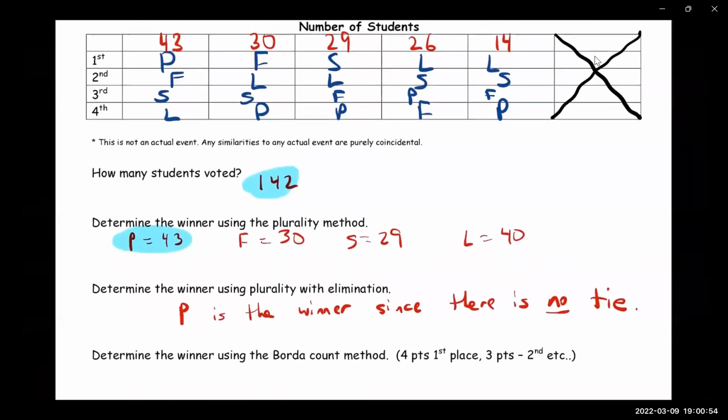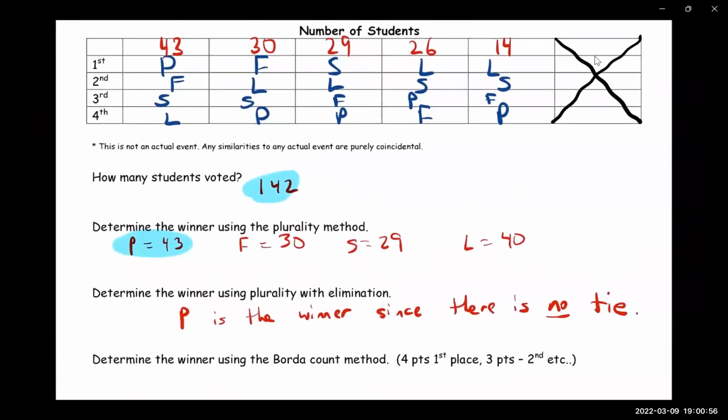So if there is no tie, then you select the plurality winner, which would have been the same one as 43. Got it. Yeah. All right.